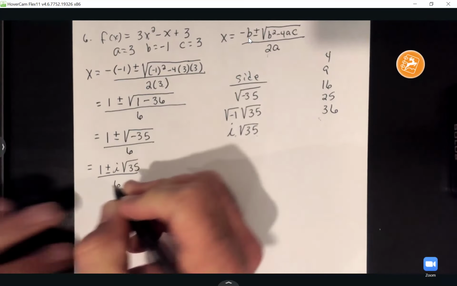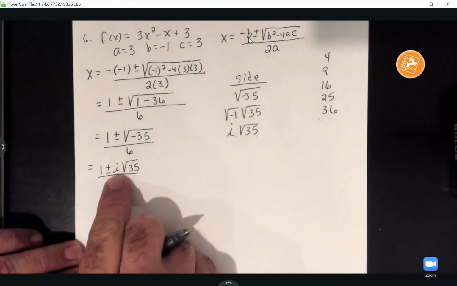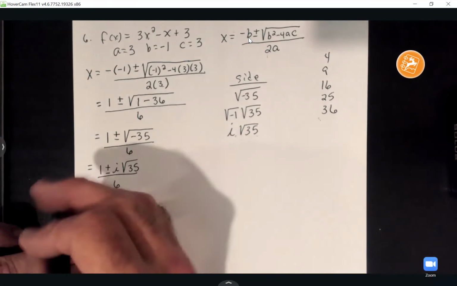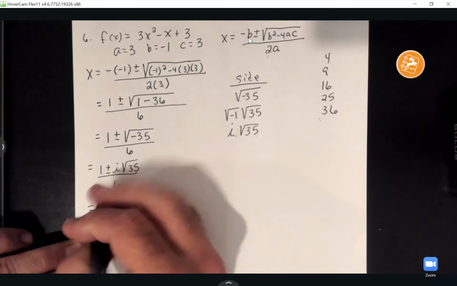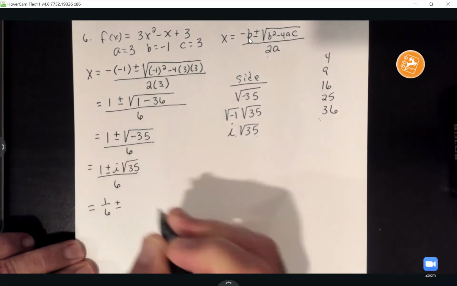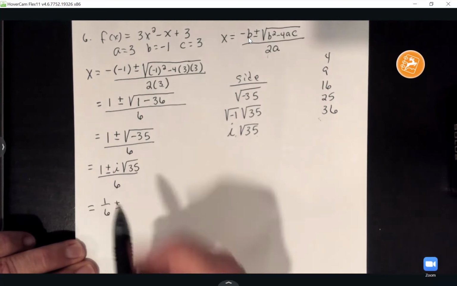over 6. Now, y'all, here's the thing on this one. Remember, since I got imaginary answers, they like these split into 2 fractions. So you're going to put the 1 over 6. That's the real part of the answer. And then plus or minus i square root of 35 over 6.